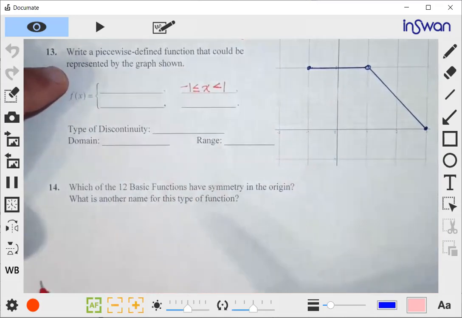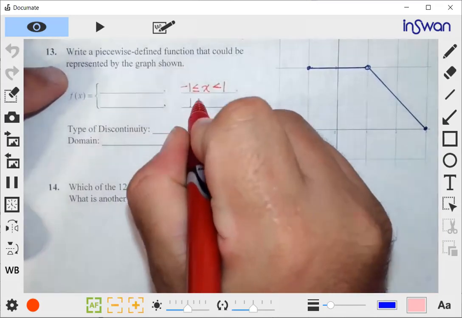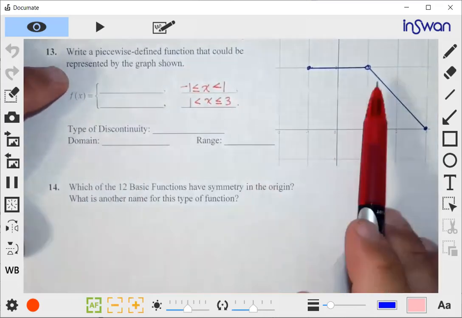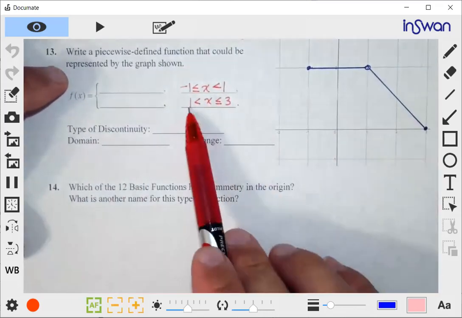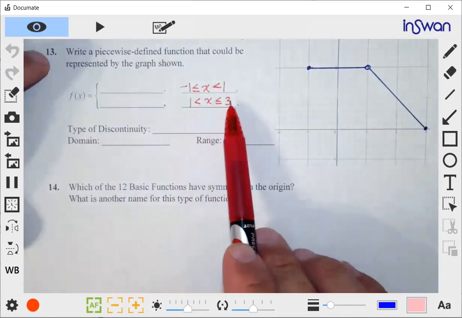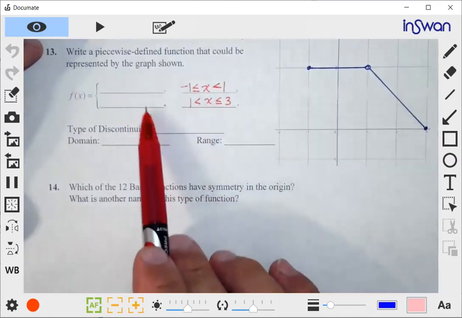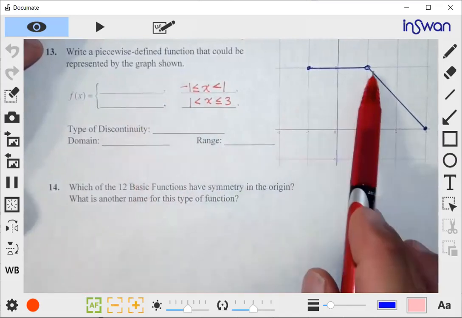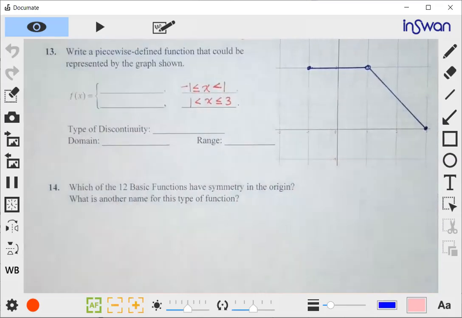And then for the next part of our graph, we go from 1 to 3. But we are exclusive of 1, so we do not have the equal sign underneath here, and we are inclusive of 3. Now we're left to figure out what we could write as the function for each of these two pieces that are linear line segments.